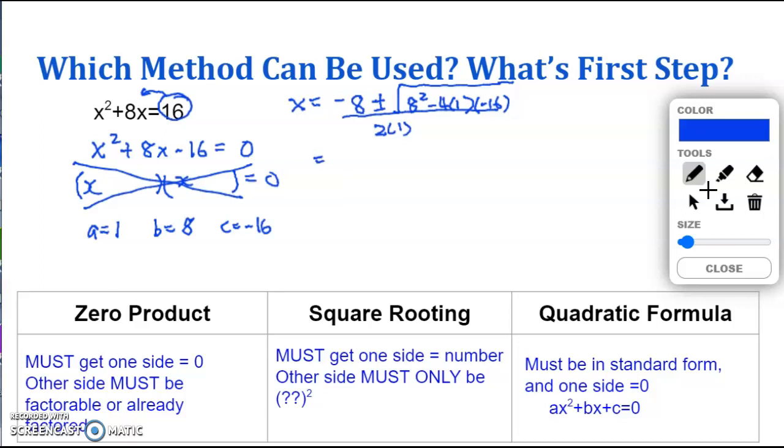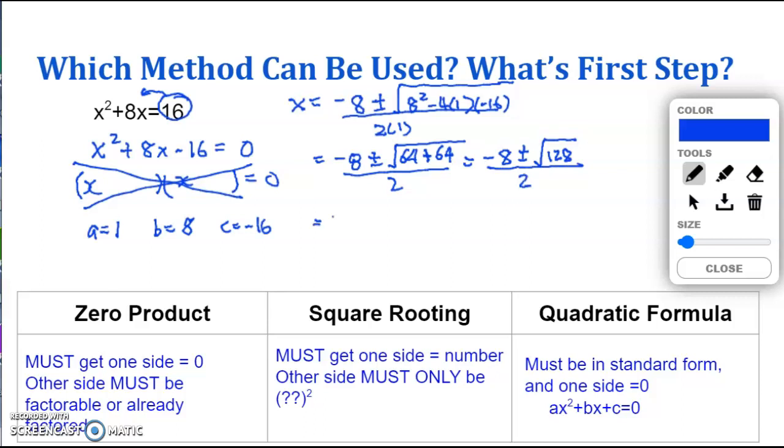Okay, do not skip any steps because again I said the quadratic formula is very error prone. 8 squared is 64. Now negative times negative is going to be positive. So 4 times 16 is going to be 64, over 2 right there. And then that simplifies to negative 8 plus or minus square root of 64 plus 64 is going to be 128. Keep that in mind that that is made up by 64 and 64, which is a perfect square.